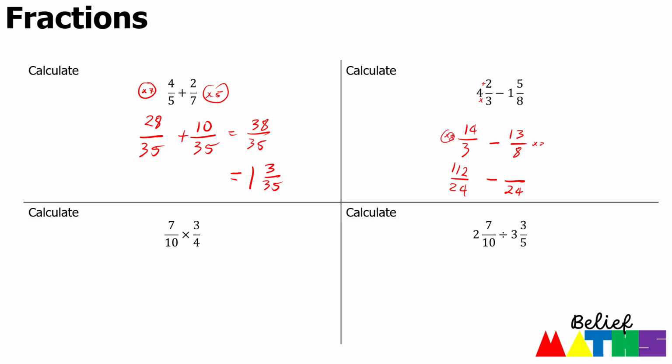one by 3. Again, if you can't do these in your head, just do a little column method on the side. 14 times 8 gives you 112. 13 times 3 is 39. And then when we subtract those, 112, take away 39, gives you 73 over 24.